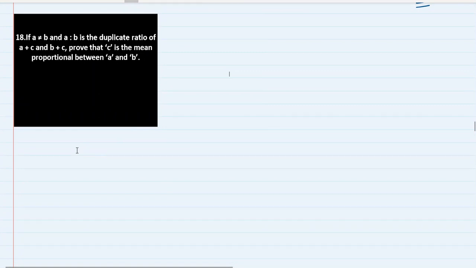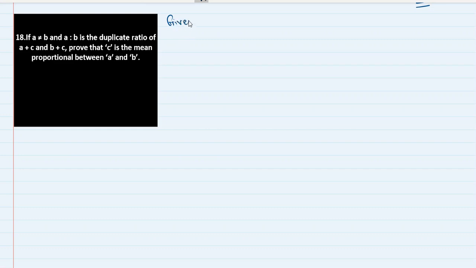If A is not equal to B and A is to B is the duplicate ratio of A plus C and B plus C. Okay. Do you know what is a duplicate ratio? If A is to B is a ratio, its duplicate ratio will be A square is to B square. Okay, remember. So A is to B is the duplicate ratio of A plus C and B plus C.